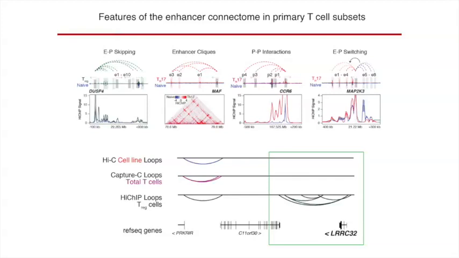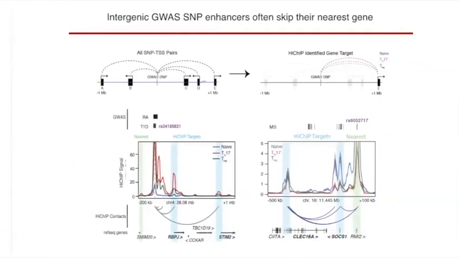And importantly, I don't have to tell this audience, but it's really important to do this in primary cells that you care about, right? So interactions that we see, for example, in T regulatory cells, of course you can't see in cell lines using prior gold standard techniques, or even in total T cells. You really need to do it in the patient or the cell type that you care about.